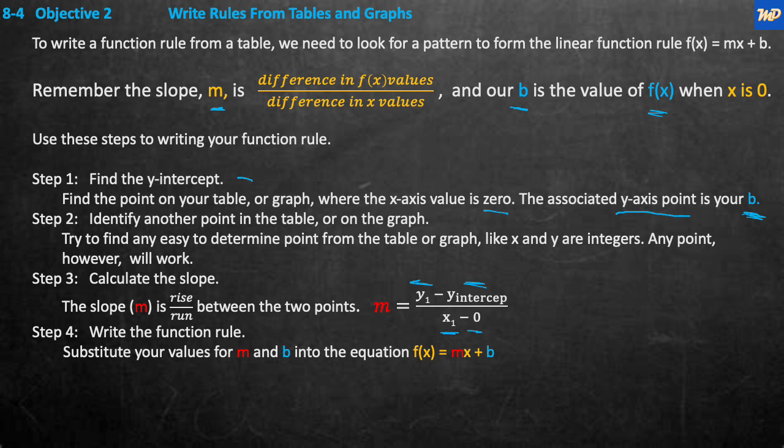Write the function rule. Substitute your values for m and b into the equation. f of x, the function of x, is equal to the slope times x, mx, plus the y-intercept, the b.